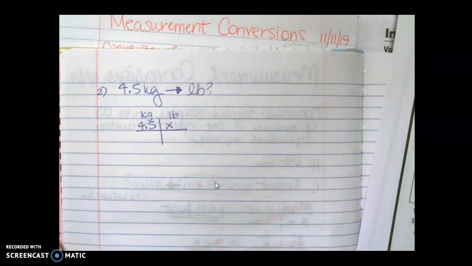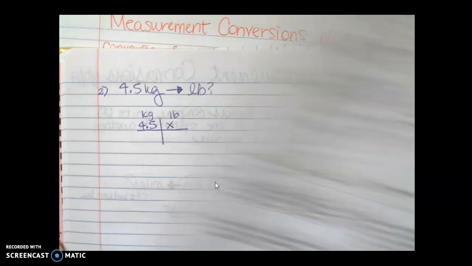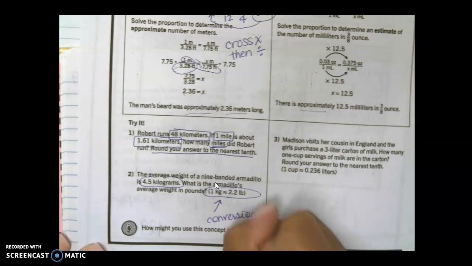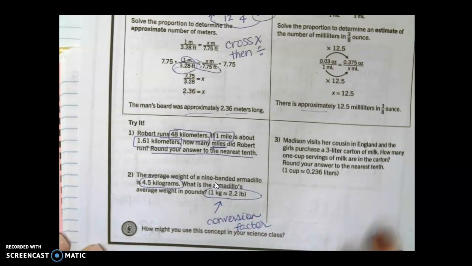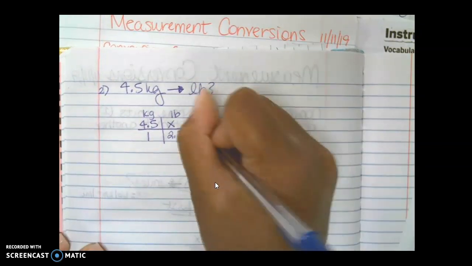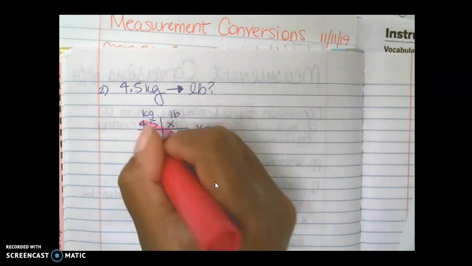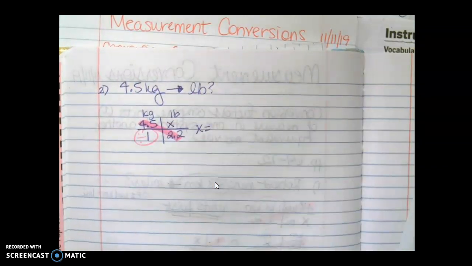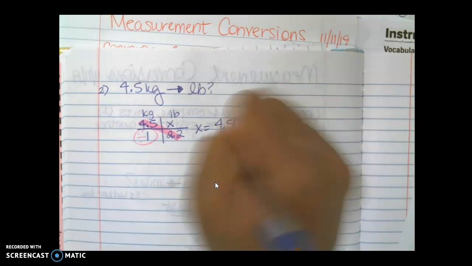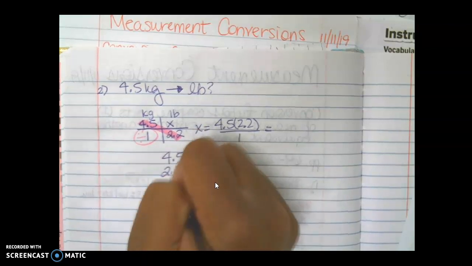But what do I know? I don't know 4.5 kilograms is how many pounds. What have they given me? This is the conversion factor. 1 kilogram equals 2.2 pounds. So X equals, who do I cross multiply and divide? And then divide by 1, which should be easy because anything divided by 1 is just itself. 4.5 times 2.2 divided by 1 equals 4.5 times 2.2.